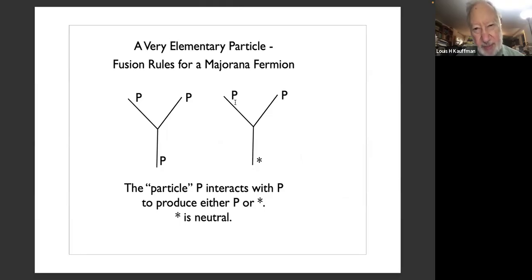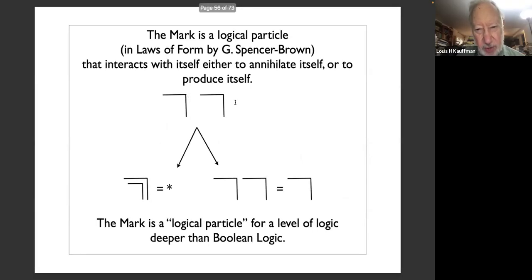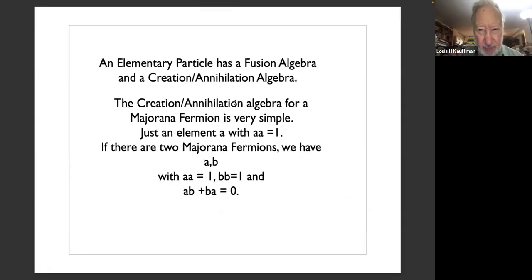So we're going to think about that, and I'm going to skip some things that are in this slide because we're running out of time. So here's the thing. A Majorana fermion has an algebra associated with it. And I have to explain to you why I would think about this algebra, but I'm going to show you the algebra first because it's very simple.